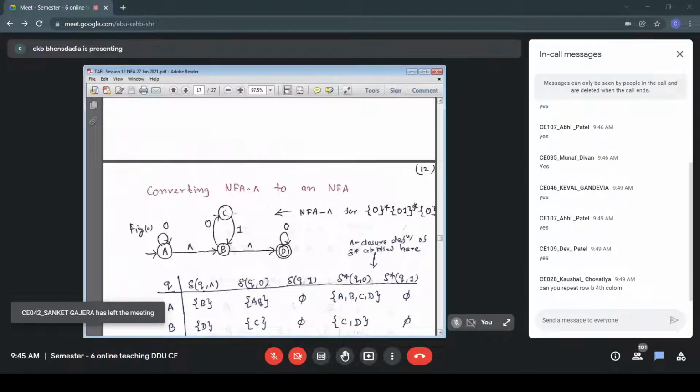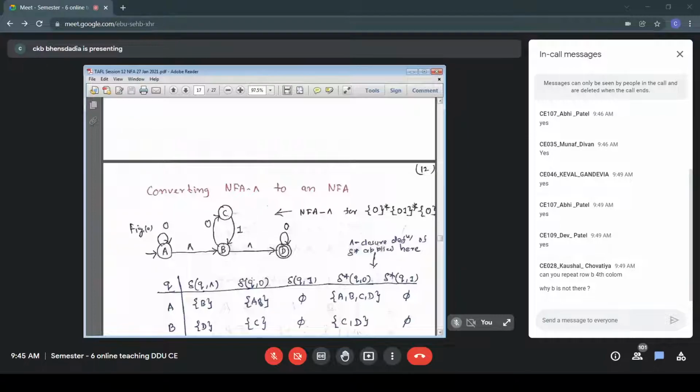Row B, fourth column. So delta star B0. D on 0, we can go to C, so answer is C. Now from C, there is no null transition defined, so far only answer is C. B on 0, answer is C. And from C, on null, nothing is defined, so no more addition because of this particular transition. However, we can go to B to D on null. So we are computing B from B on 0. So we are exploring alternate path.